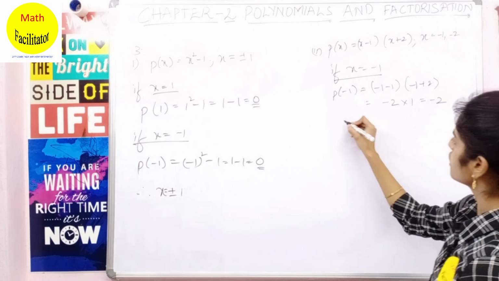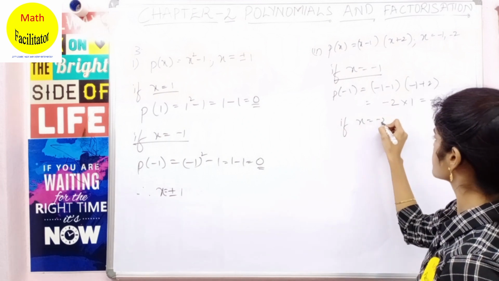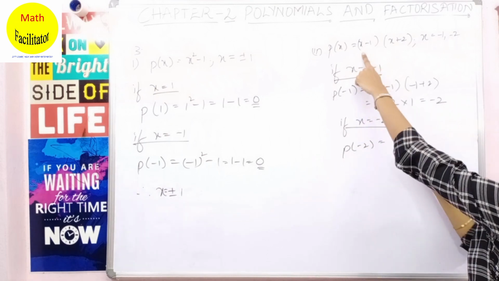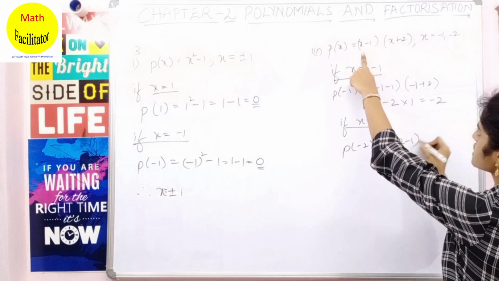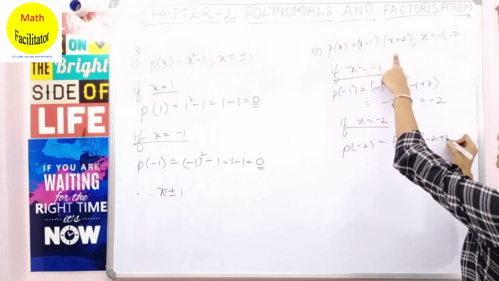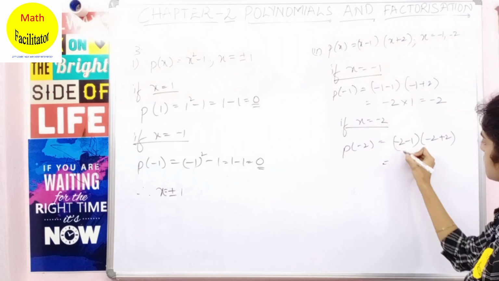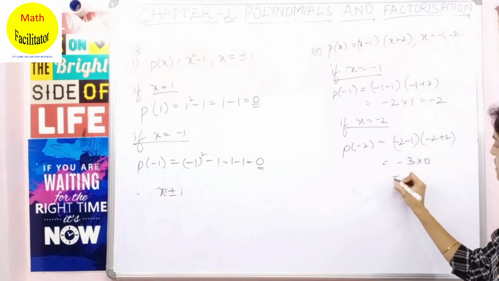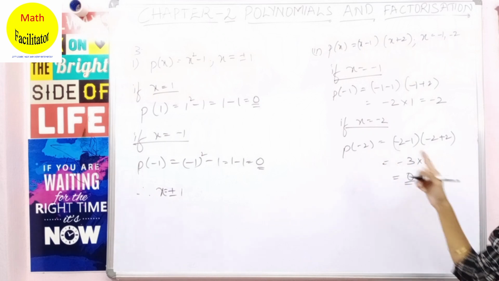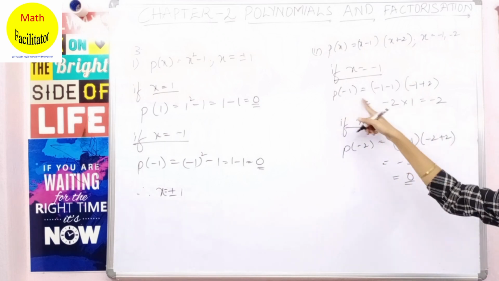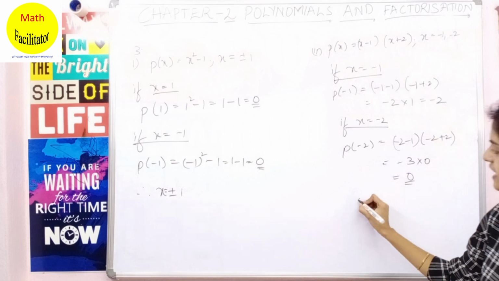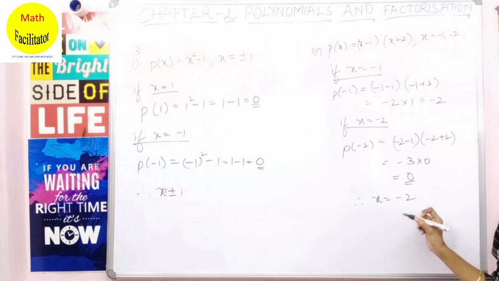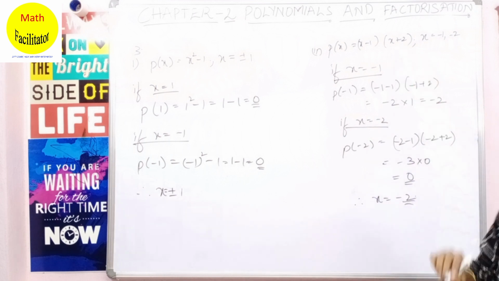Clear? Now let us check if x equal to minus 2, what happens? So p of minus 2 is nothing but, here you will substitute minus 2. Minus 2 minus 1 into minus 2 plus 2. So this is nothing but minus 3, and minus 2 plus 2 gives you what? 0. So this is 0. So p of minus 2 is giving you 0, whereas p of minus 1 is not 0. Clear? Therefore x equal to minus 2 is the zero of this polynomial. So minus 2 is the zero of this polynomial.